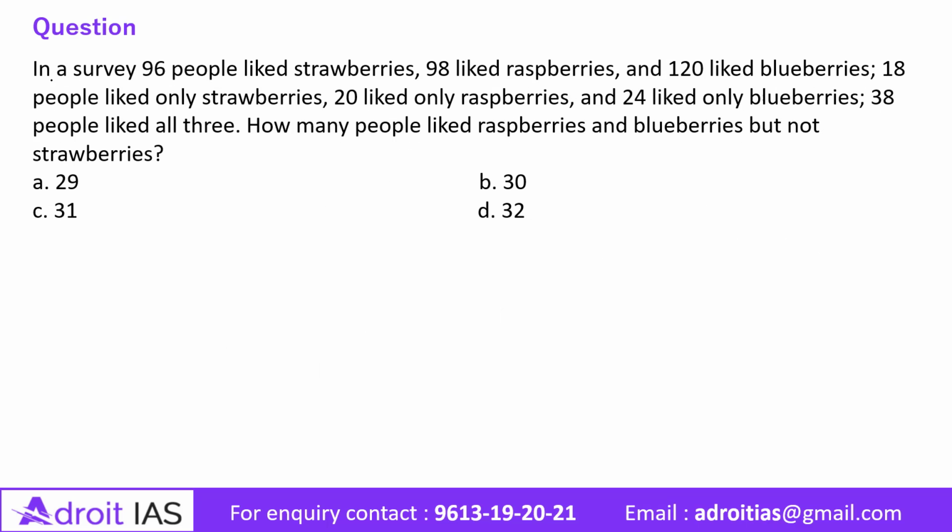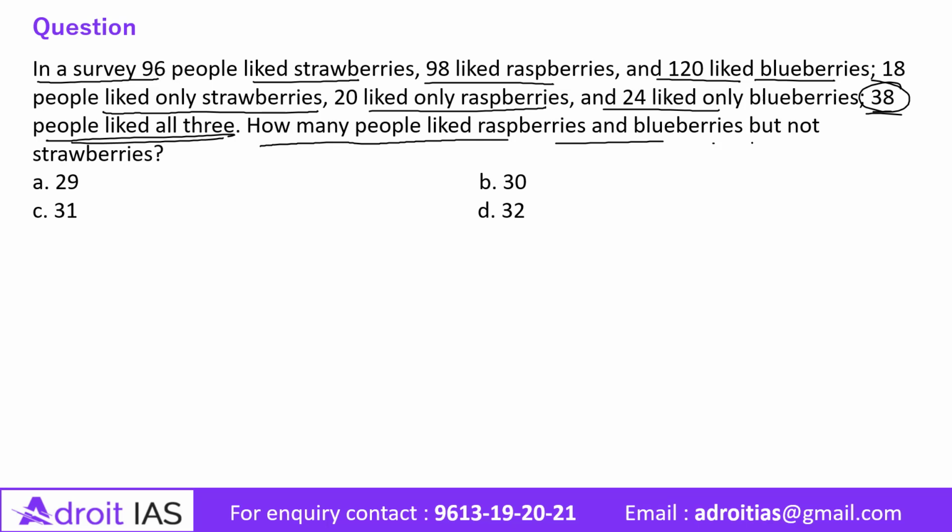The next question says, in a survey 96 people liked strawberries, 98 liked raspberries and 120 liked blueberries. 18 people liked only strawberries, 20 liked only raspberries and 24 liked only blueberries. 38 people liked all the three, fine. This will be filled in first. So how many people liked raspberries and blueberries but not strawberries?